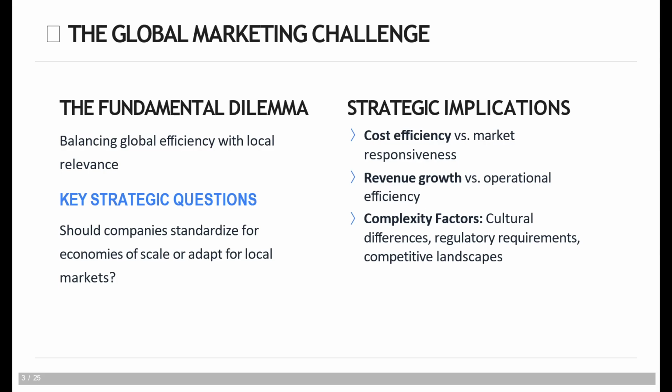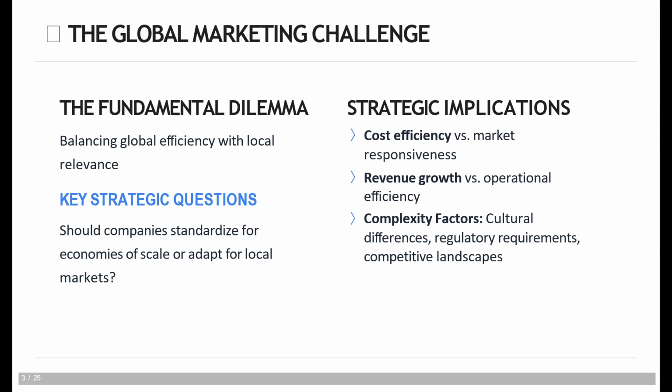What do you think? Another question you might be asking is, how do we balance cost savings with the need for local customization? The trade-off here is that standardization can lower production and marketing costs, but may result in products or campaigns that don't resonate locally. Something might be effective in the US, but will not be effective here in Vietnam. Adaptation can drive local market share and customer loyalty, but increases complexity and cost. The right balance can drive both revenue growth and operational efficiency. The wrong balance can lead to missed opportunities or wasted resources.